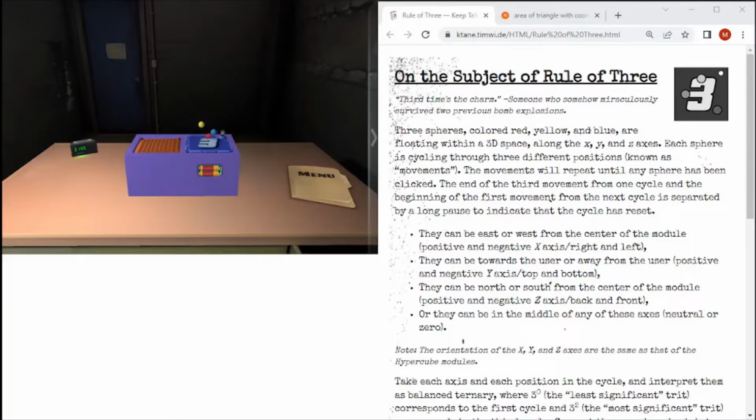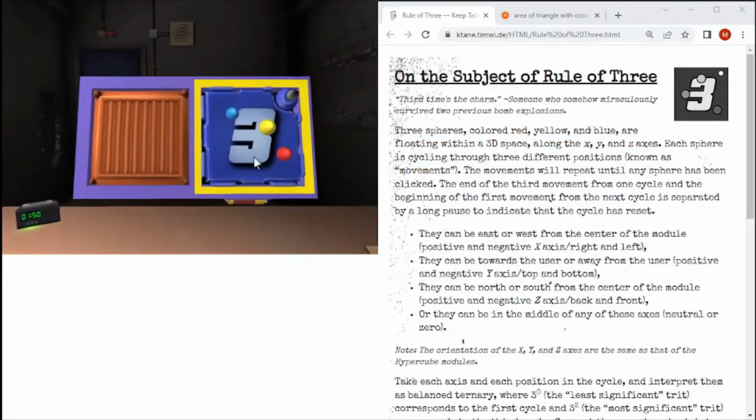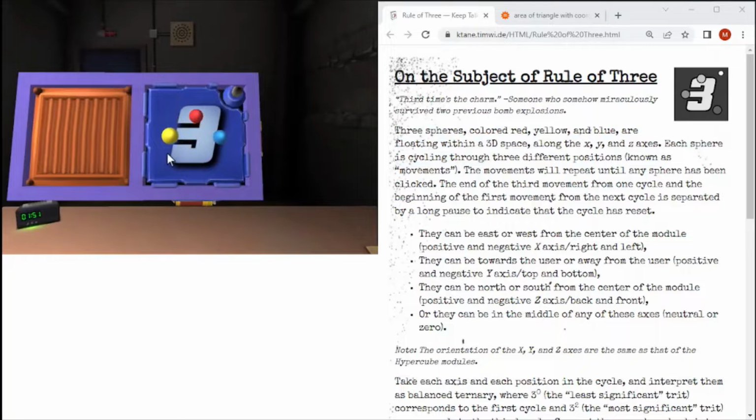So first off, let's just get ourselves oriented here in the module. As the manual says, there are three spheres colored yellow, red, and blue, floating within a 3D space along the X, Y, and Z axes. Each sphere is cycling through three different positions. If we look at our module in the game, we can see the red, yellow, and blue things moving around.